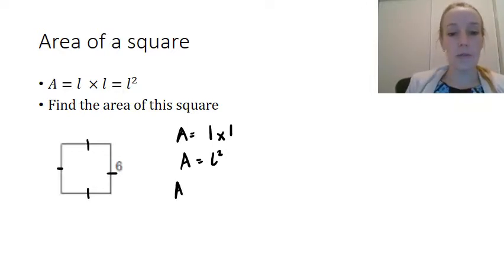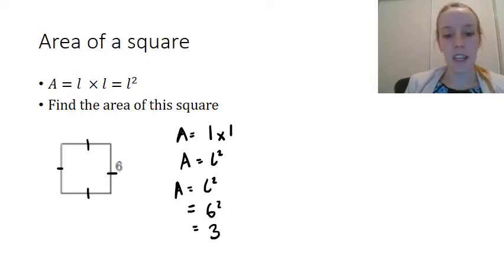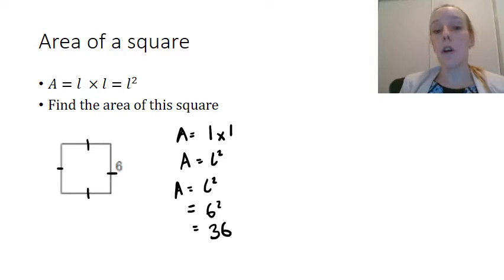We don't know the units, just 6. So our area, as we know, is length squared. Fill in what we know, so that is 6 squared. 6 times 6 is 36. Now we don't know the units, so what you would have to do is write units squared and just leave it like that. So that would be our answer for area of a square.